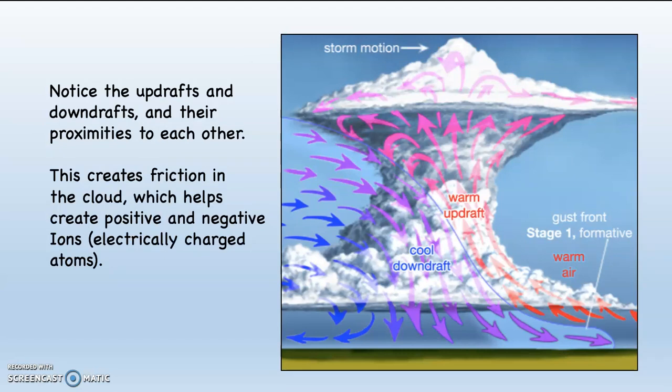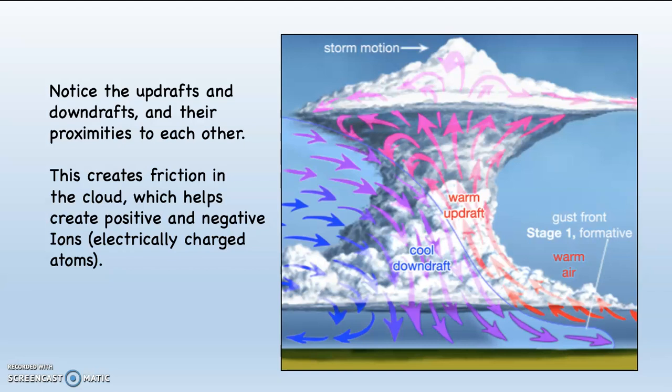Take a look at this diagram on the right-hand side. Notice the updrafts and the downdrafts and their proximities to each other. On the right-hand side, you can see that there are warm updrafts of air. That's very unstable air rising. On the left-hand side, you see where it says cool downdraft. That cool downdraft is largely the result of heavy precipitation. It's called the rain shaft. Rain falling in gobs down to the ground, which pulls air in towards the ground. So you have very violent updrafts and very violent downdrafts within that cloud.